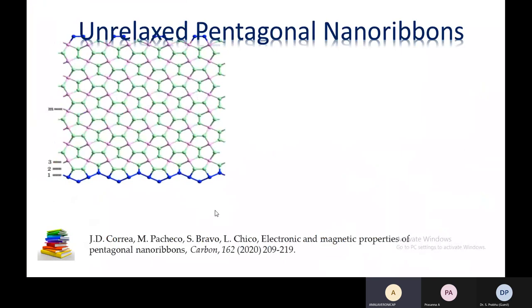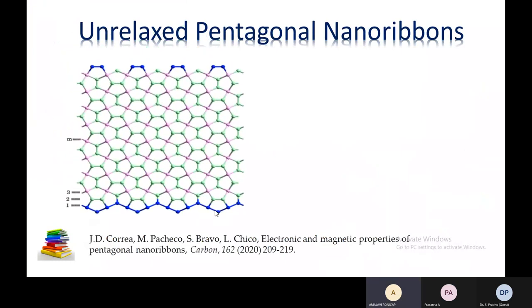Here, there is one system given. The source is also given. It's the journal Carbon, latest article published in 2020. Here, they have constructed a molecular graph with only pentagons, called unrelaxed pentagonal nanoribbons. So if you take any cycle, it is of size five, which means there is no cycle of even number. You cannot apply Sandy's technique or the Arya-Raj et al. technique. Whereas you have to find another technique in computing all those proposed topological indices for this kind of new graphs, pentagonal nanoribbons.